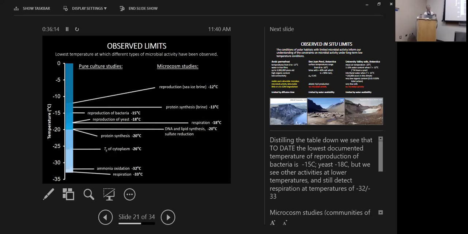Microcosm studies have been done to try to get a little more realistic as to what might happen in the environment, and we see some of these same things occurring at the same temperatures. But again, these take even longer than the pure culture studies generally, so there haven't been as many studies done that are documenting these, or at quite the same very low temperatures either. Okay.